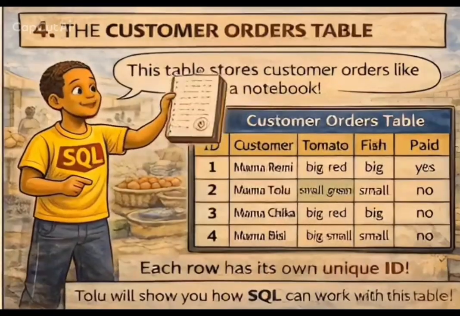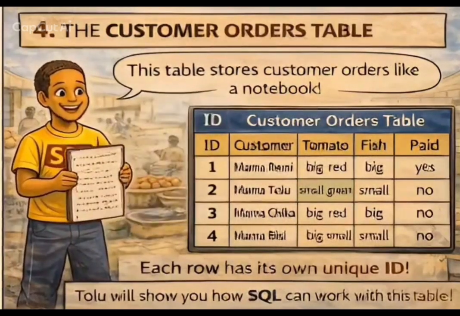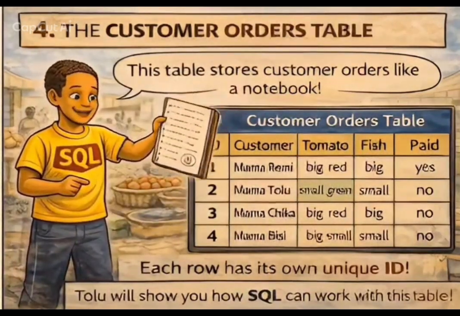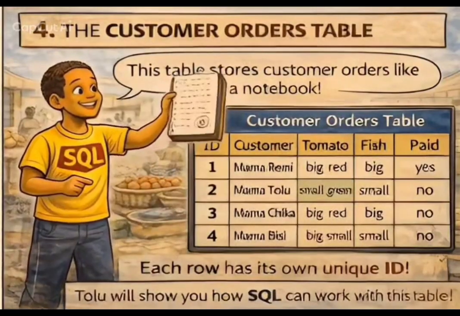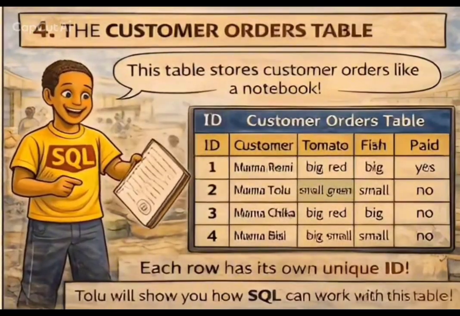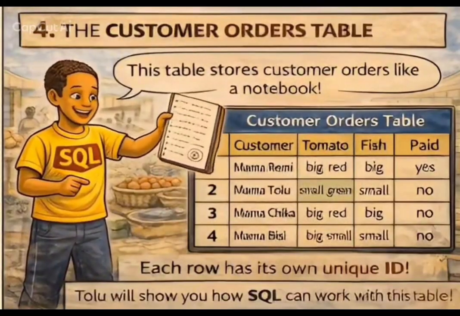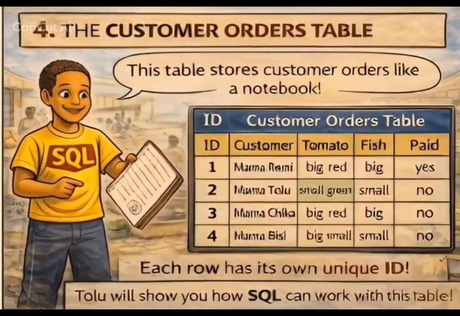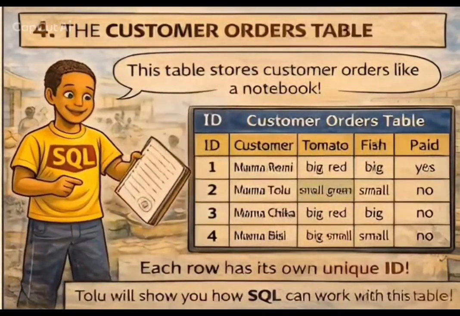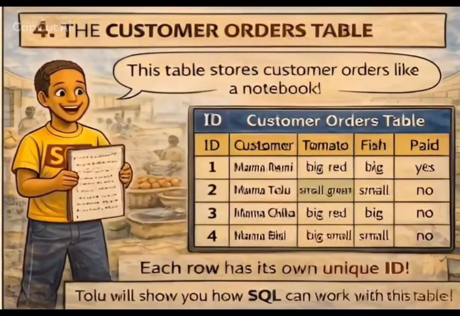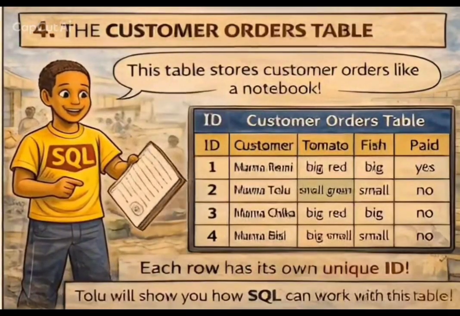So remember this, explorers. The customer orders table is just like the trader's notebook. It stores information such as customer name, tomato size, tomato color, fish size, whether the order has been paid. Every customer order is stored in its own row, and each row has its own unique ID. And very soon, I will show you how SQL helps us select information from this table. So explorers, remember, a table is like the trader's notebook where all customer orders are stored.